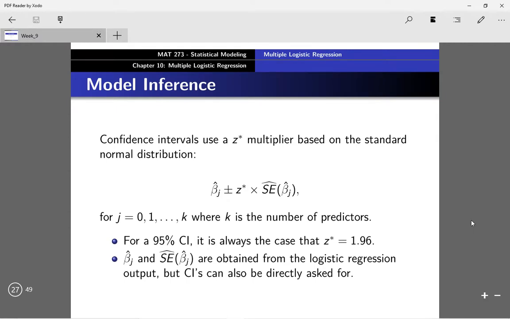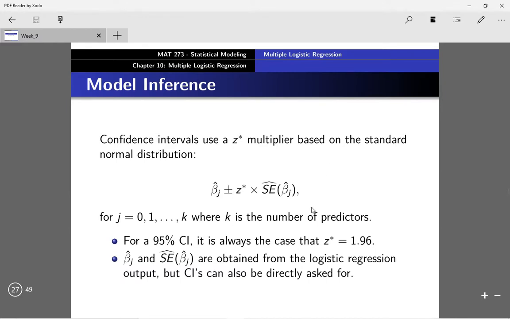So to start, just like with multiple linear regression, we can construct confidence intervals for the regression coefficients for our logistic model. If you recall before, we had beta hat, the regression coefficient estimate, plus or minus a confidence interval multiplier times a standard error estimate. So this is very similar to the format we've seen previously for multiple linear regression. The main difference now is that instead of a t-star multiplier, we have what's called a z-star multiplier.